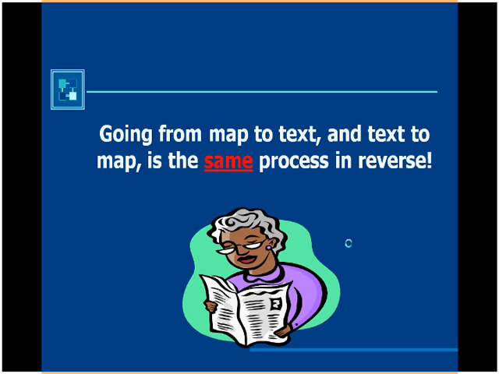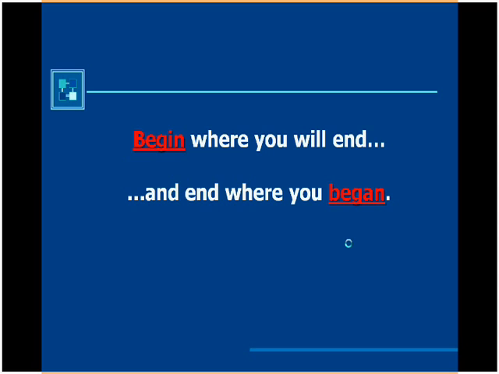Now it says here, going from map to text and text to map is the same process in reverse. So it's like you map, you plan your text, and then you do the same process. Begin where you will end and end where you began. So it is like you say something and then you say it again in another way. So all this goes into the argument itself.